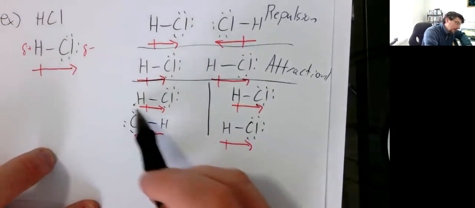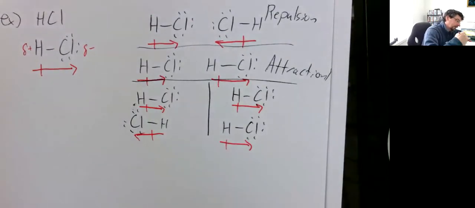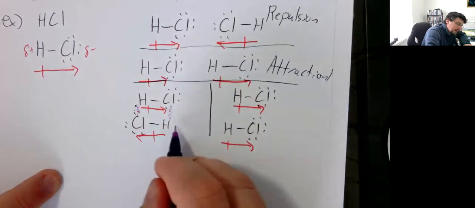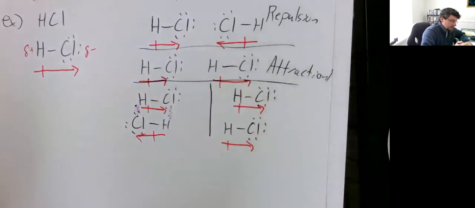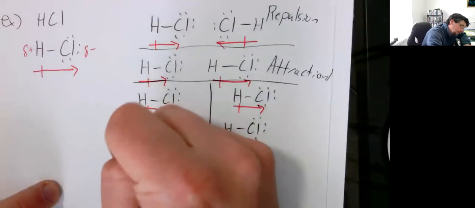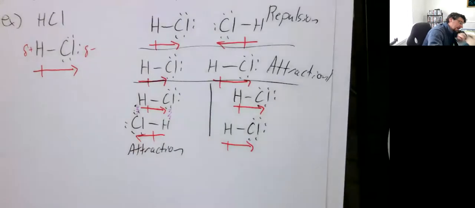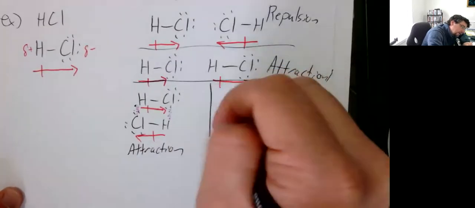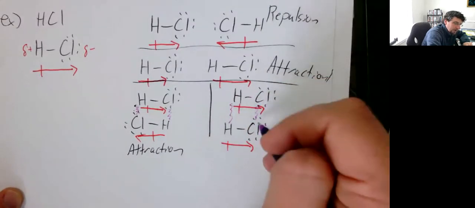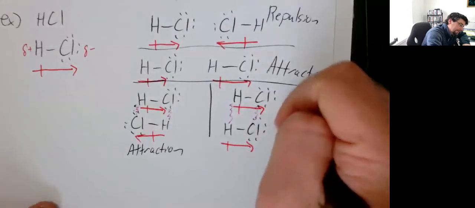This hydrogen will be interacting with the chlorine, and that hydrogen will be interacting with that chlorine. So this system will actually be an attraction. Now, if we consider the other side, this hydrogen's interacting with that hydrogen, and that chlorine's interacting with that chlorine. These have partial negative, these have partial positive, so this will be a repulsion.